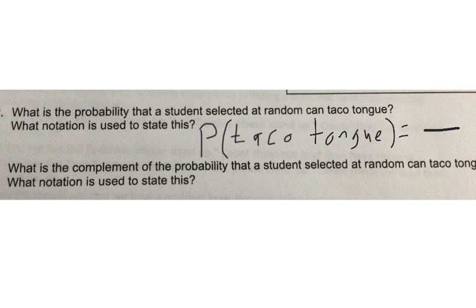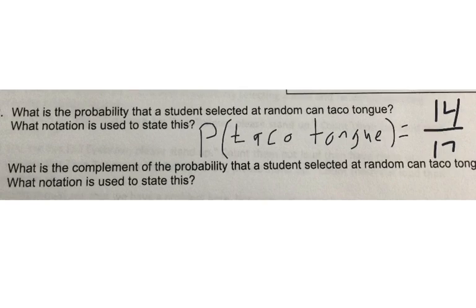The probability of taco tongue. So what's the number on the bottom represent? How many total possible outcomes are there? If I picked one of you at random, how many choices do I have? 17. That's why I want to know the probability that the person I choose can taco tongue. Everybody I'm choosing from, there's 17 people. That's the total possible outcomes. And how many of them are favorable? That means they can taco tongue. 14 can taco tongue.